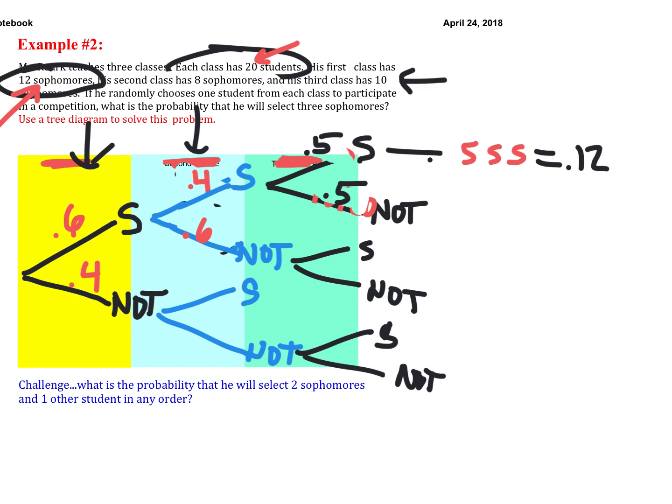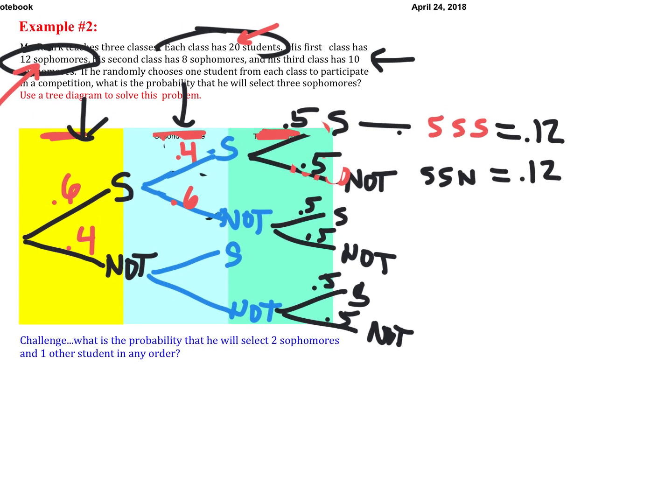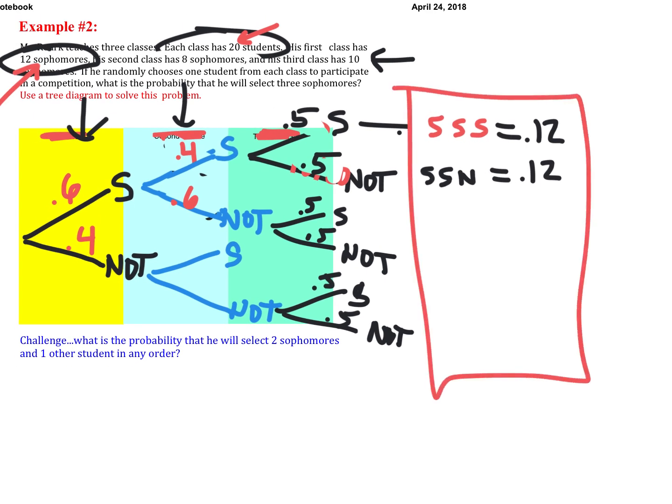12% chance of that. This one is sophomore, sophomore, not sophomore. And that is 0.6 times 0.4 times 0.5. Again, I'm smart enough to know I don't have to do it again to get the same answer because it's the same numbers. Now, I'm not going to make you finish it, but if I did, all of these would add up to 100% unless they're off by a tiny bit because of rounding. Okay, now, this is important.